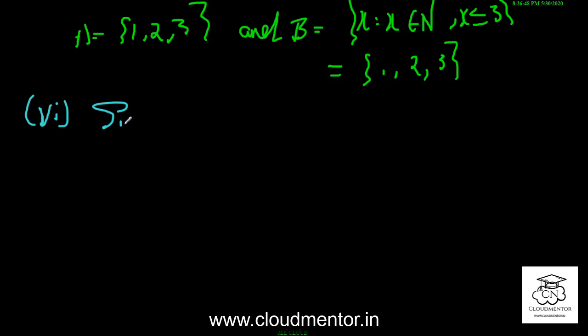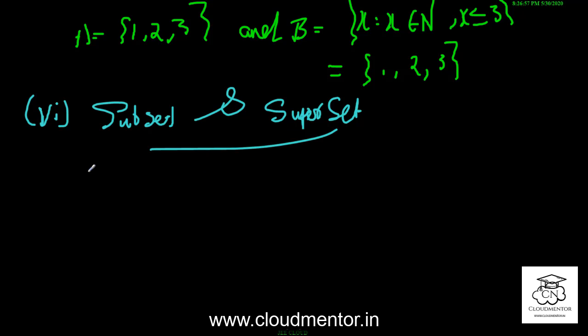Okay, and the next one will be subset and superset. What do you mean by subset and superset? Let A and B be two non-empty sets. If each element of set A is an element of set B, then set A is known as a subset of set B. And if set A is a subset of set B, then set B is called the superset of A.